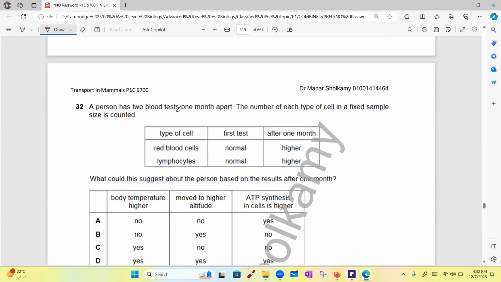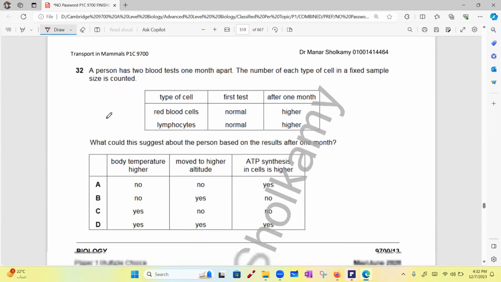Okay. A person who has 2 blood tests 1 month apart, the number for each type of cell in a fixed sample size is counted. I think we did this in class. So we are looking at the red blood cells and the lymphocytes. Now the first test is normal and normal. After 1 month, what increased? Both of them actually.